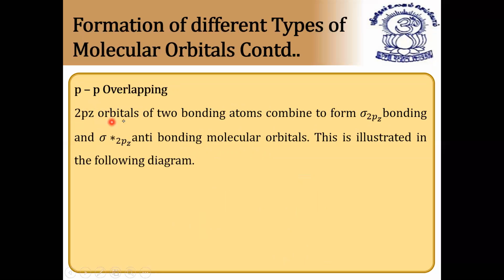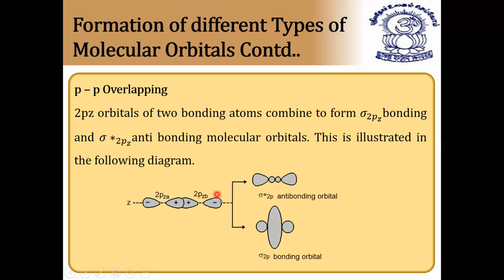p-p overlapping. 2pz orbitals of two bonding atoms overlap and combine to form sigma 2pz, as I told you before. So whenever 2pz orbitals of two atoms overlap with each other, they combine to form sigma 2pz bonding and sigma star 2pz antibonding. So they form sigma bonds only. Sigma means bonding and sigma star means antibonding molecular orbitals. This is illustrated in the following diagram. Whenever 2pz orbital overlapping takes place, that is called p-p overlapping. Here this is called end-to-end. Since it is end-to-end, it leads to the formation of sigma 2p and sigma star 2p.